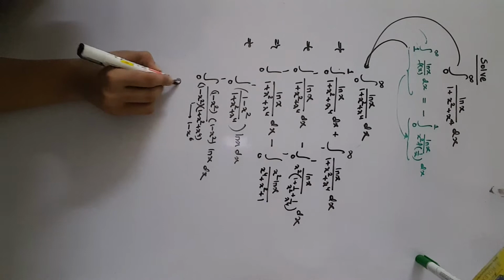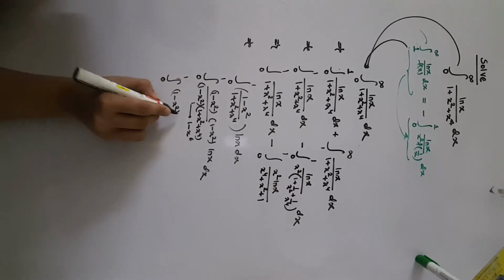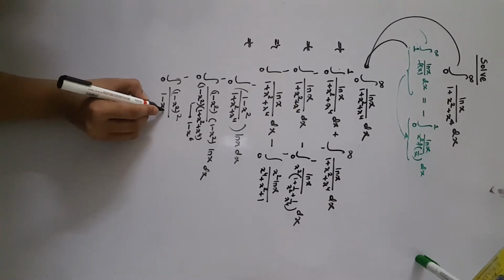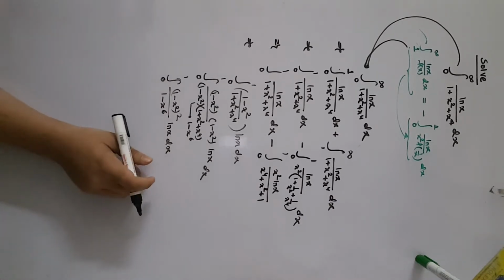Then we will basically have the integral from 0 to 1 of (1 minus x squared) to the power of 2 divided by (1 minus x to the power of 6), times natural log of x, dx.